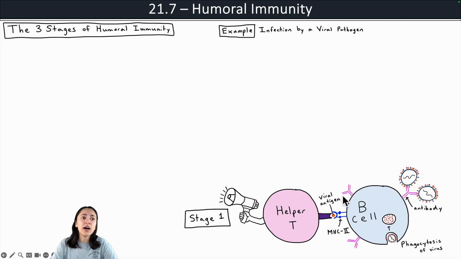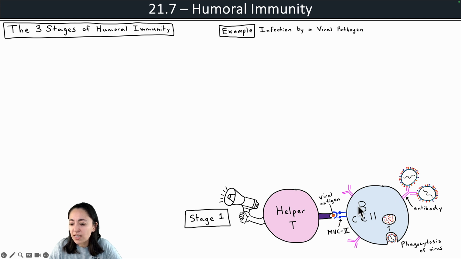So let's look at how the 3 stages of immunity are involved when we're looking at humoral immunity. So let's look at how we can apply those 3 R's that we talked about before. So here we're going to look at an example where the body's infected by a viral pathogen. Here in stage 1, we can see a B cell has phagocytized a virus, broken down that virus, and is presenting some of the viral antigens on its surface in this MHC2 protein.